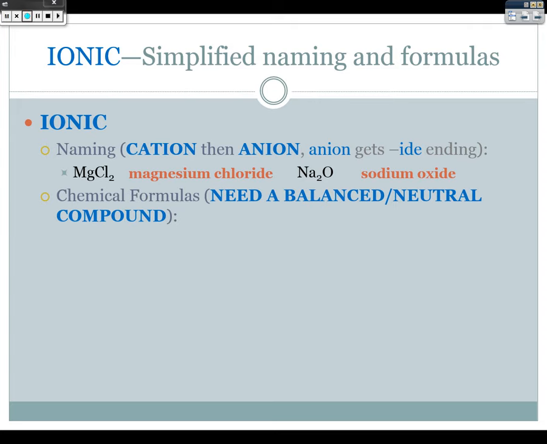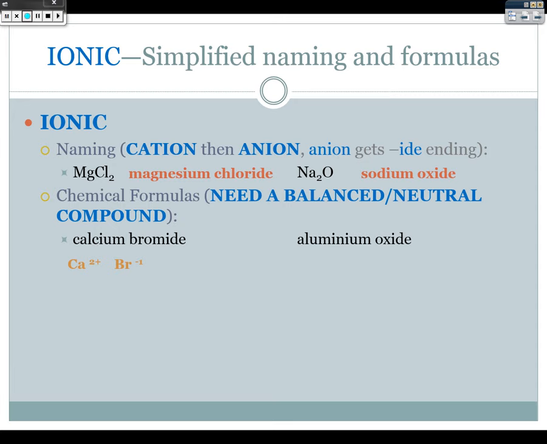Now for a chemical formula, you need to have a balanced or neutral compound, and charges need to stay out of it. So your compound should never have its charges included. So let's take a look with calcium bromide and aluminum oxide. So calcium bromide, you've got calcium and bromine. Calcium's a 2+ and bromine's a 1-, and I know this based on their position in the periodic table.